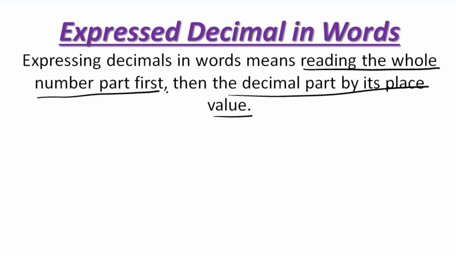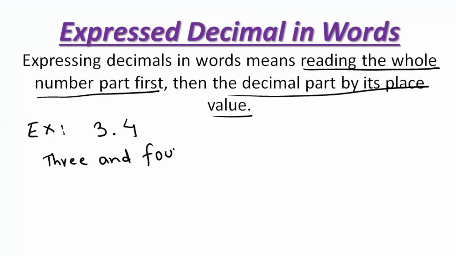First, we read and write the whole number part, then we read the decimal part, find its place value, and add that place value as well. Let's take an example like 3.4. 3 is on the whole number side and 4 is on the decimal side. So we will just write 3. Then we will add "and". Which digit is it? It is 4.